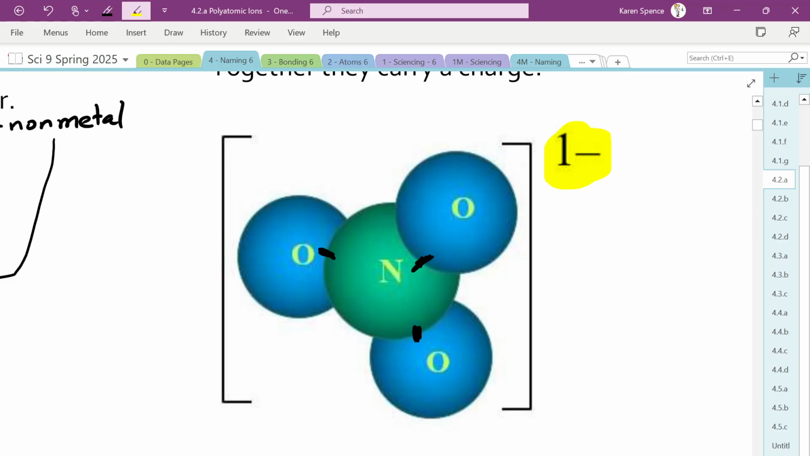And you can see in this, we have N, we have O, and how many O's do we have? 3. And so we write this NO3 minus. And remember, negative means -1. Okay? And I would like you to look on your green sheet and see if you can find NO3 minus.